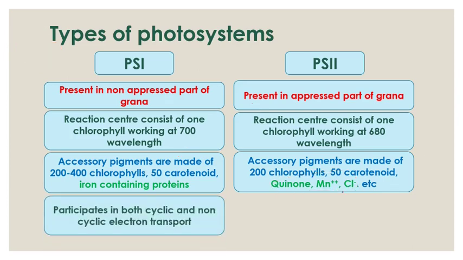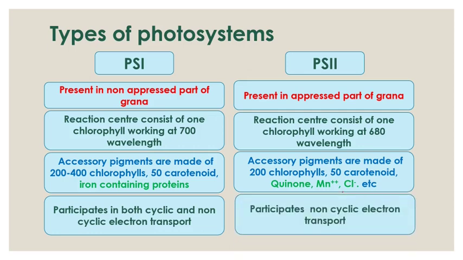Now PS1 is light green in color. It participates in both cyclic as well as non-cyclic photophosphorylation or electron transport. PS2 participates only in non-cyclic electron transport.